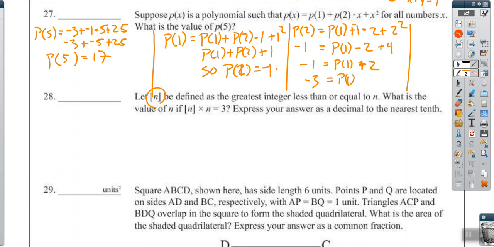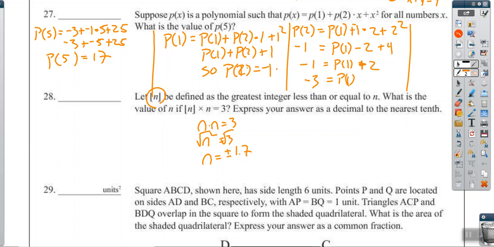So we are looking at a situation where we have n times n is equal to 3. Well, that's n squared is equal to 3. So square root, and so I know that n is equal to plus or minus the square root of 3. And the square root of 3 is 1.7. So that means n, remember, has to be less than, right? So that means n is going to be a number.